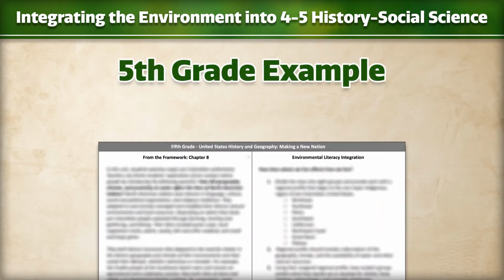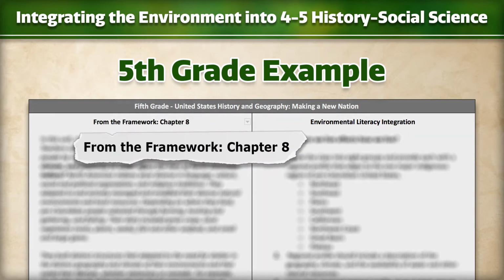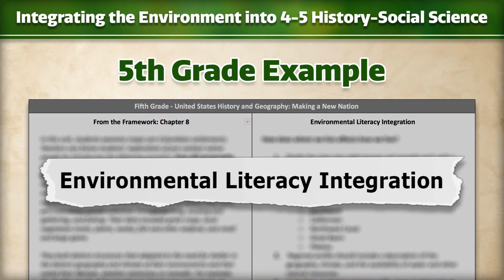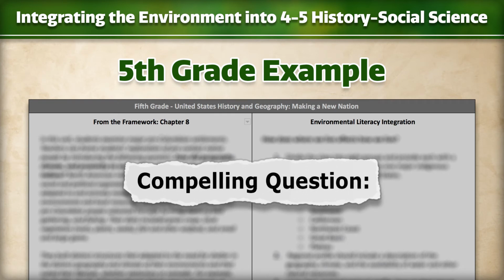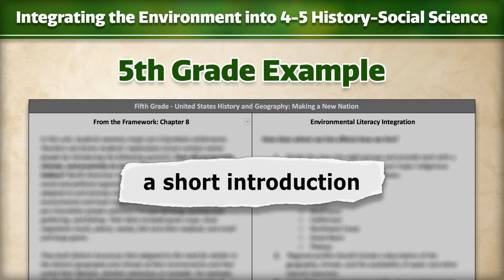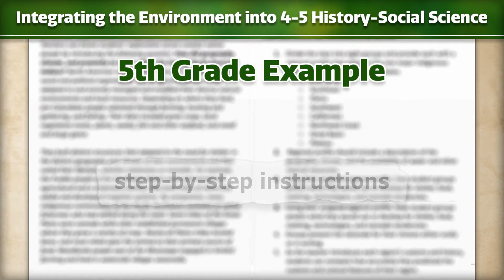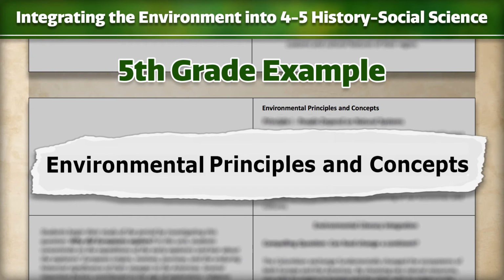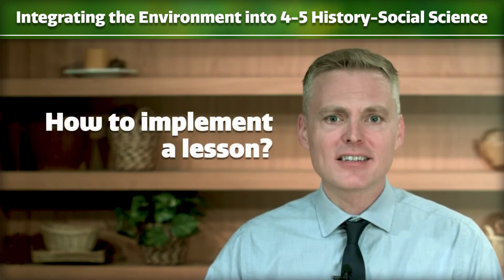Let's examine one page within the compendium to get a sense of how it works. On one side is the relevant language from the HSS framework. In this 5th grade example, we have an excerpt from Chapter 8 of the framework. On the other side is a section titled Environmental Literacy Integration. There, you'll find a compelling question designed to engage student curiosity, a short introduction to the concepts of the suggested lesson, and step-by-step instructions for classroom implementation. Beneath the lesson instructions, you will notice which of California's environmental principles and concepts are addressed in the lesson and possible connections to NGSS.